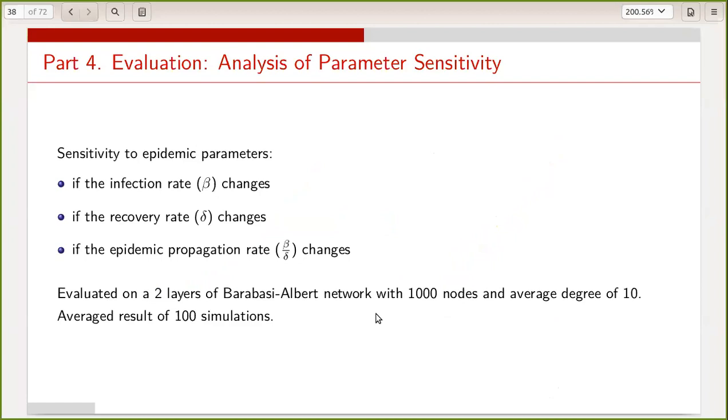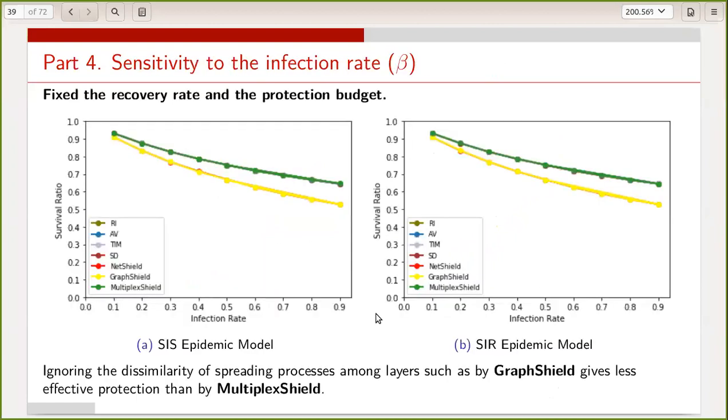So again, we can see the parameter sensitivity. Yeah, I think this one is quite the same as the previous one. So we fix the recovery rate and the protection budget, and we change the infection rate. So the recovery rate is fixed at 0.5, for example, and the infection rate will be changed from 0.1, 0.2, and so on. And we want to know how about the survival ratio.